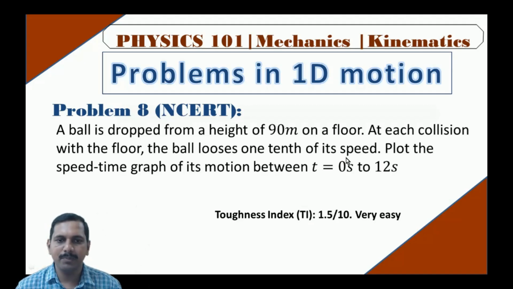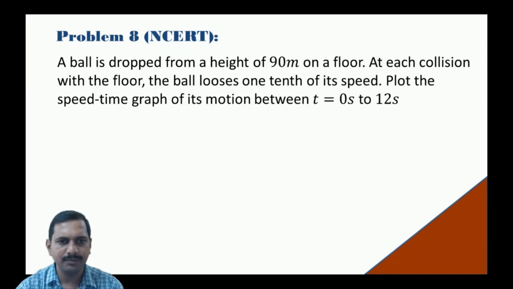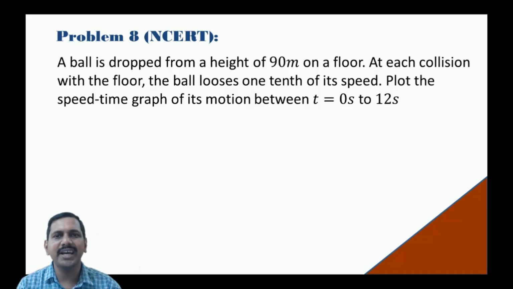Today we have picked a problem from the NCERT textbook. The question goes something like this. This is a bit tougher question. A ball is dropped from a height of 90 meter on a floor. At each collision with the floor, the ball loses 1/10 of its speed. Plot the speed-time graph of its motion between t equal to 0 seconds to t equal to 12 seconds. Let us understand this problem.